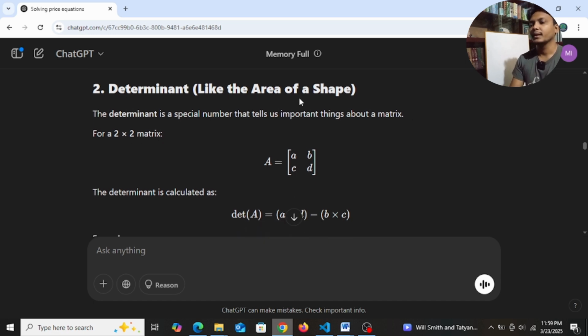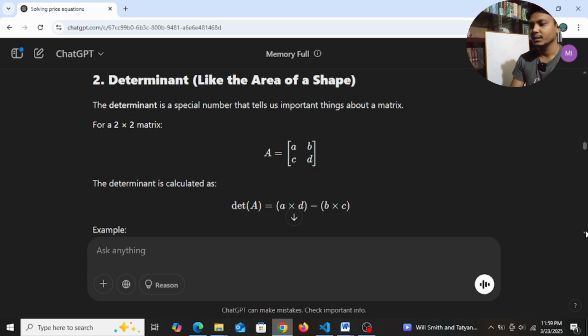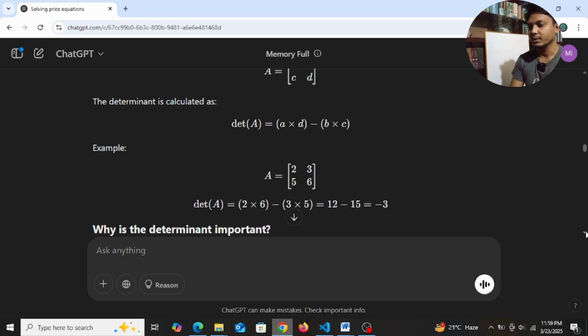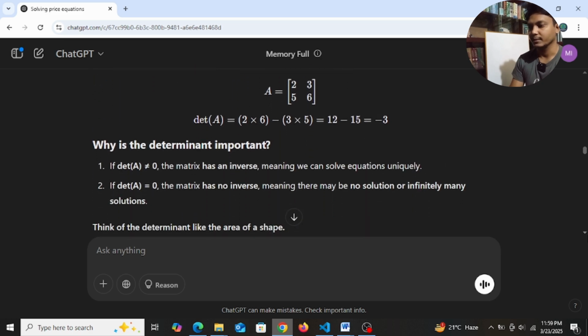Determinant, like the area of a shape. The determinant is a special number that tells us important things about a matrix. For a 2 into 2 matrix, you see here, A into D minus B into C. Okay, so we have to calculate diagonally. Okay, so for example, this one we see minus 3.